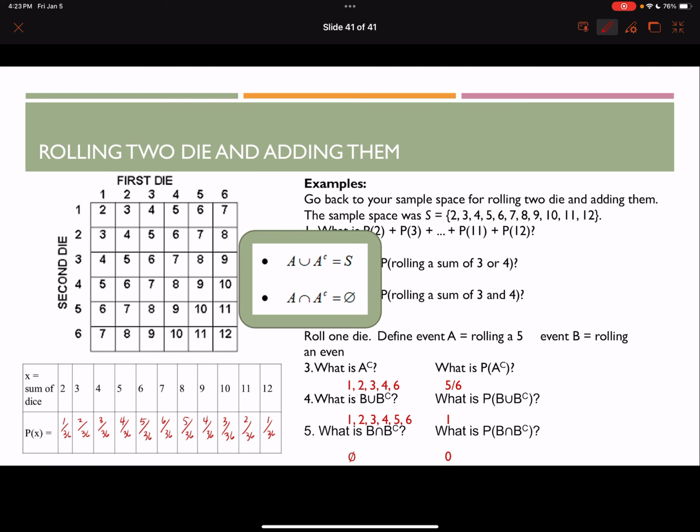So that leads us to these two additional rules. If I have event A union event A complement, that's going to give me my whole sample space. That's everything. On the other hand, A intersect A complement, that's nothing. The intersection of an event and its complement is nothing.